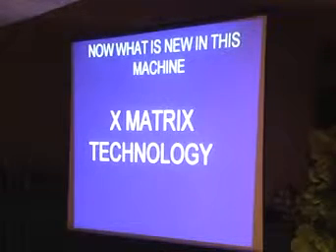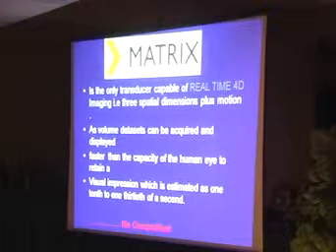Now, what is new in this machine? Number one is the X-Matrix technology. I am already in love with this. It is the only transducer capable of real-time 4D imaging, that is 3 spatial dimensions plus motion. And as he described, the C-plane is much better visualized in X-Matrix than in any other modality. Volume datasets can be acquired and displayed faster than the capacity of the human eye to retain a visual impression, which is estimated as 1/10 to 1/30th of a second. So this is really fast, really fast.